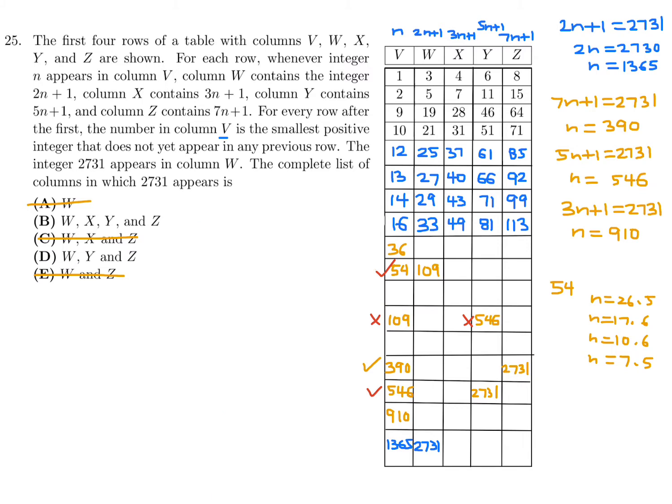All right, so if it's going to appear in X, that's 3n plus 1. That means we've got to look at this guy here, 910. So we've got to concentrate on this guy now. If 910 appears in any of the others, then it cannot appear here. So let's see if it could appear in any of the other columns. So 910 would equal either 2n plus 1, or 910 would equal 3n plus 1, or it would equal 5n plus 1, or it would equal 7n plus 1.